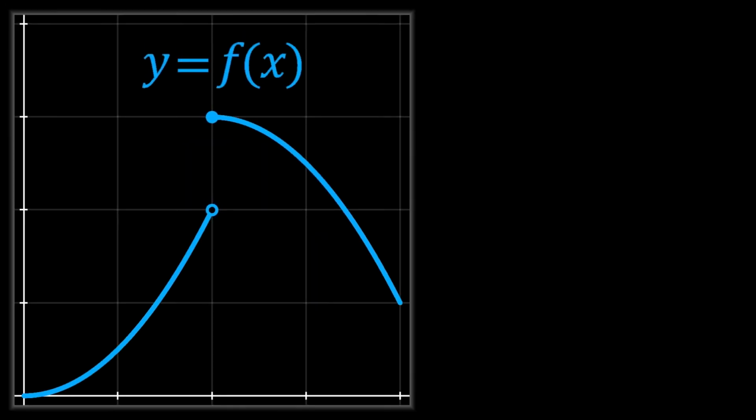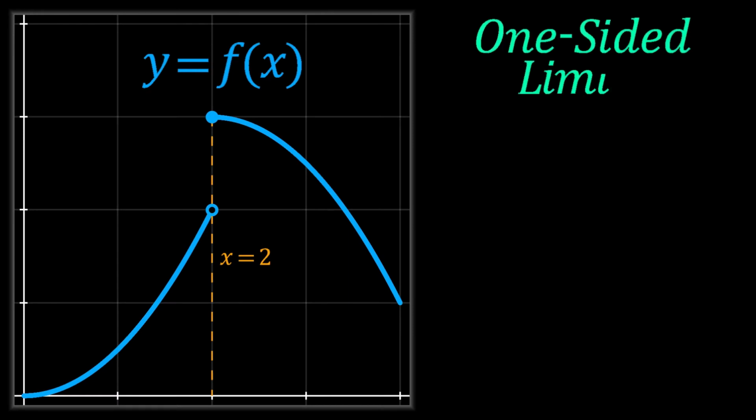Let's go! Let's analyze the graph of y equals f of x with limits. There's a problem though. This isn't like other functions that we've seen. There's a jump at x equals 2. The question then becomes, can we find the limit of this function? Well, sort of. We have to use a new type of limit called a one-sided limit.